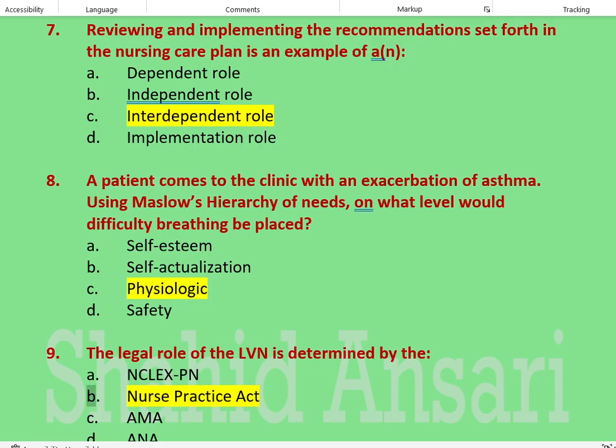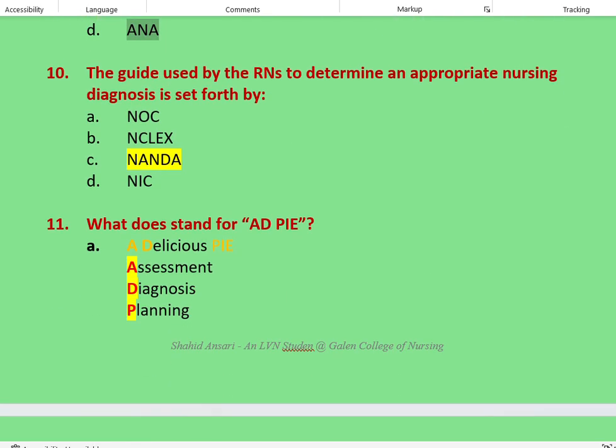NCLEX-PN, B. Nurse Practice Act, C. AMA, D. ANA. 10. The guide used by the RNs to determine an appropriate nursing diagnosis is set forth by A. NOC, B. NCLEX, C.